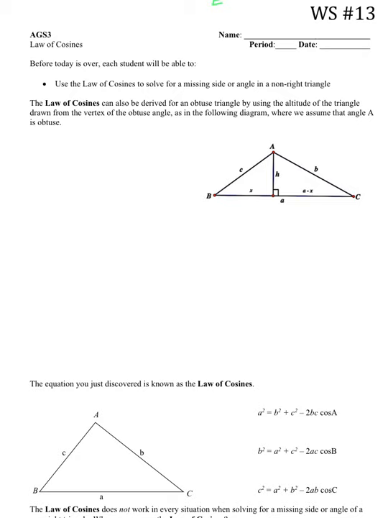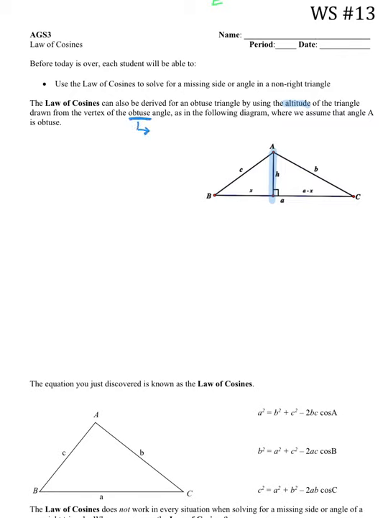Okay, good. So today we're going to talk about something called the law of cosines. It can be derived from an obtuse triangle by using the altitude of the triangle. The altitude is when we draw a line from a vertex that's perpendicular to the opposite side, and it's from the vertex of the obtuse angle specifically. So obtuse angles, that's important to know.